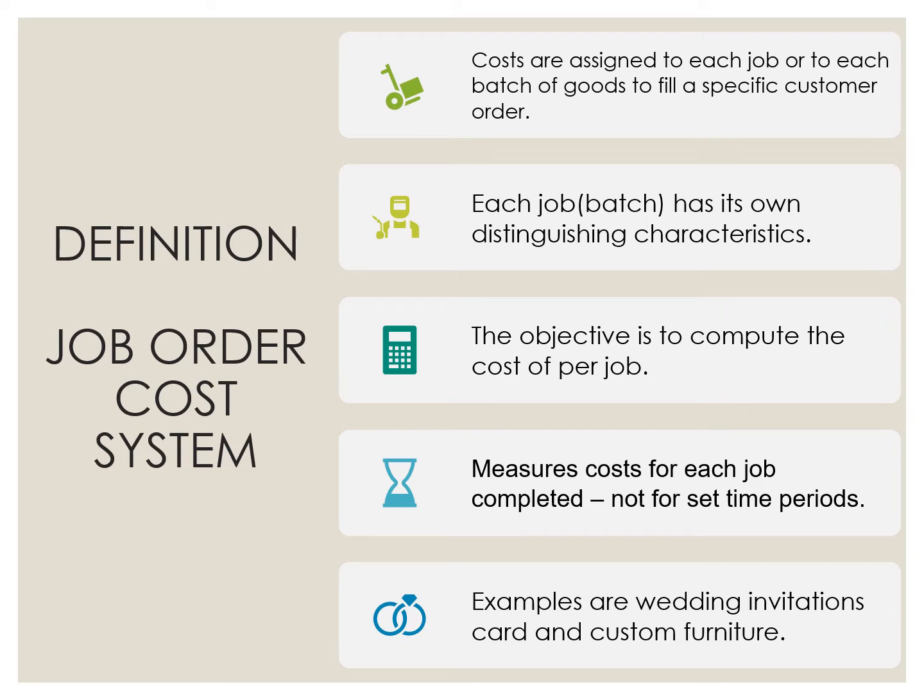At each point in manufacturing a product or performing a service, the company can identify the job and its associated costs. A job order cost system measures costs for each job completed rather than for set time periods. Examples are wedding invitation cards and custom furniture.